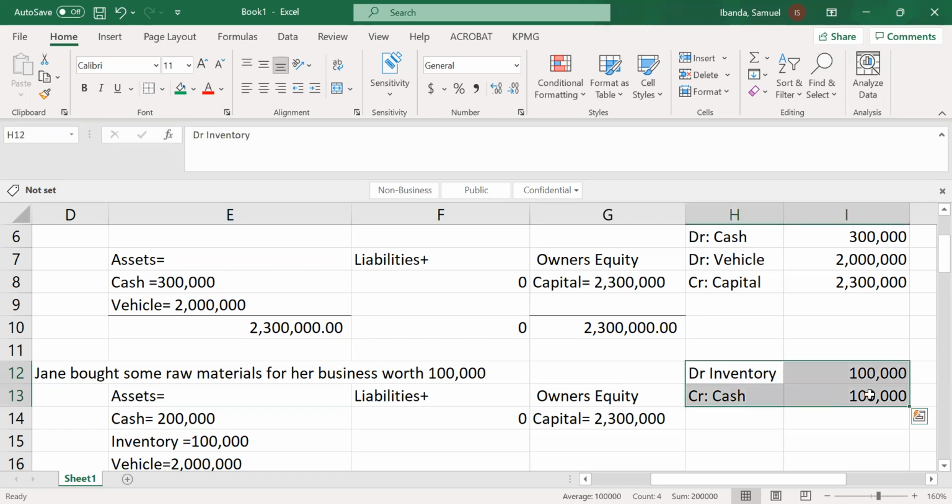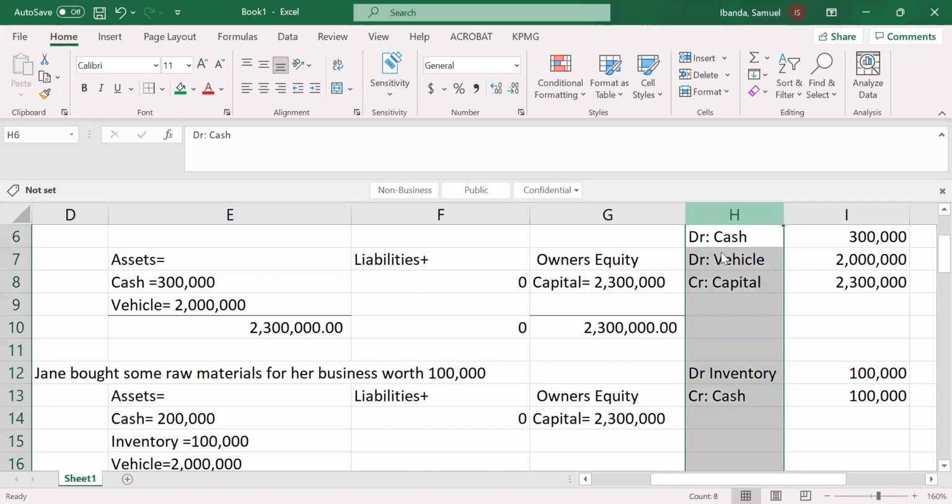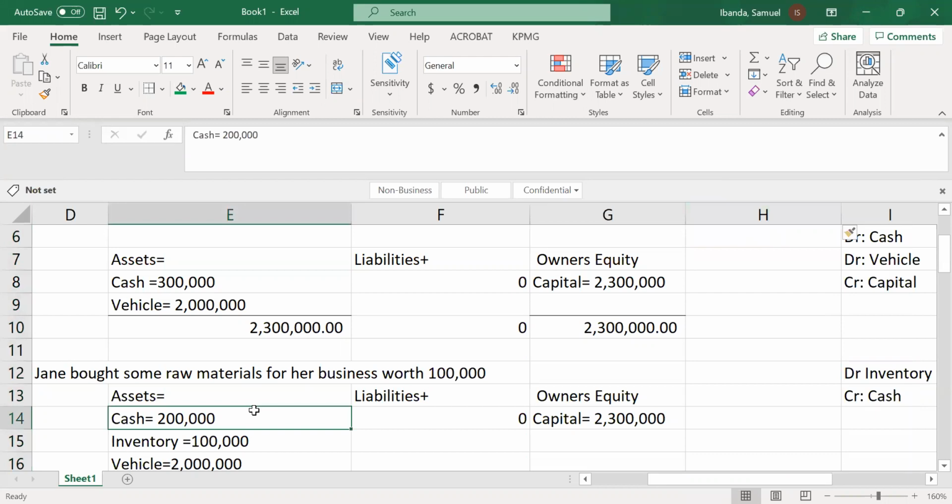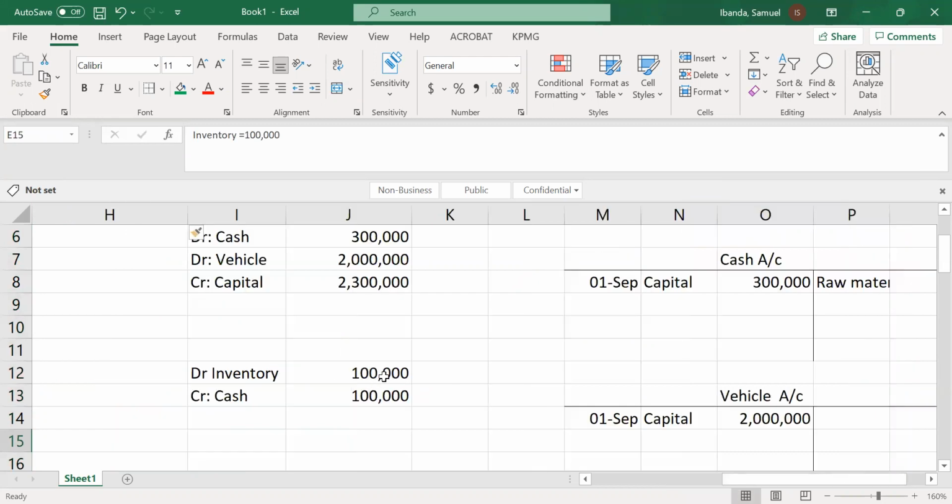So for the double entries, we look at the effect of the transaction on the account. That is why you cannot have 100,000 here and 200,000 here, because in that case there's no double entry; this value should equal this value in terms of effect. So double entry works a bit differently. Of course, it's the same principle, because here we're trying to look at the end result. Cash is now 200,000. Inventory is now 100,000.